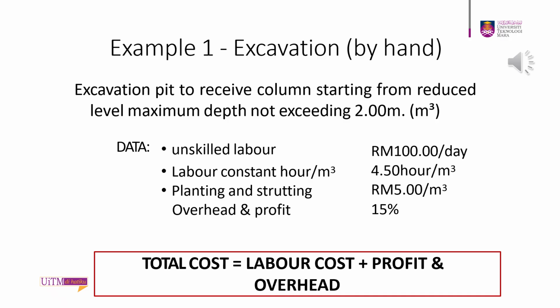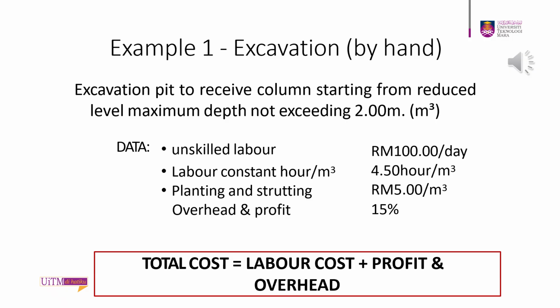The data provided includes the labor cost for unskilled workers, which is 100 ringgit per day. The labor constant is 4.5 hours per cubic meter, meaning 1 cubic meter of soil requires 4.5 labor hours to complete. We also include the cost for planking and strutting at 5 ringgit per cubic meter. Finally, an overhead and profit percentage of 15% is added to the total.